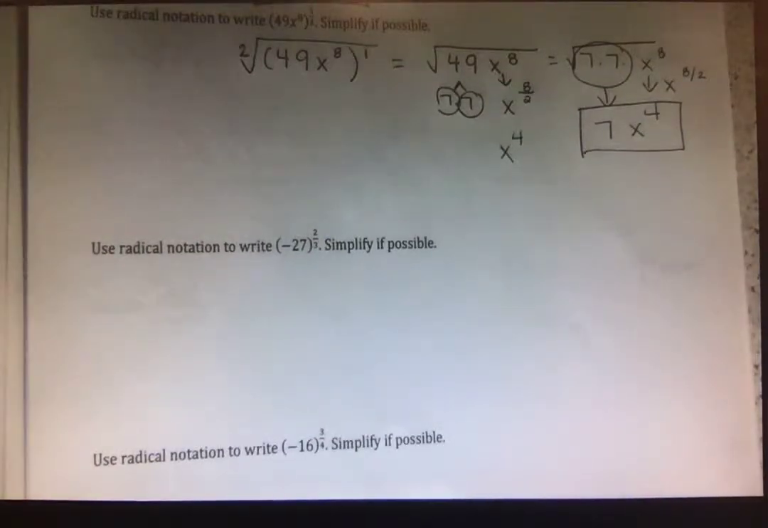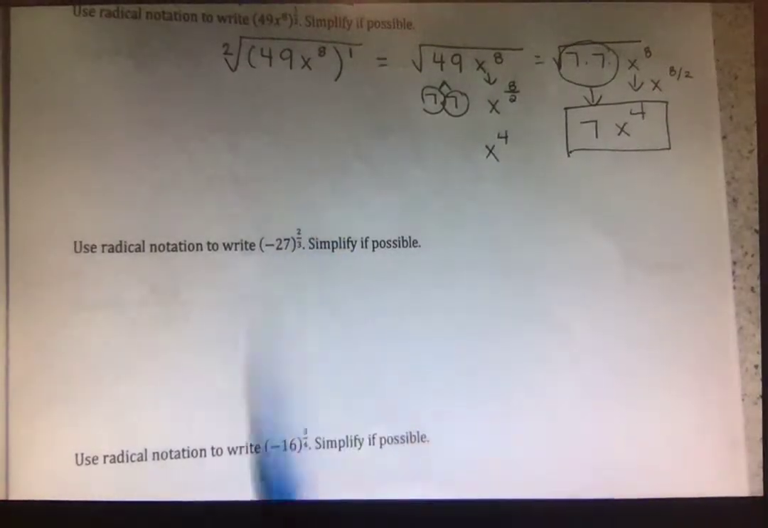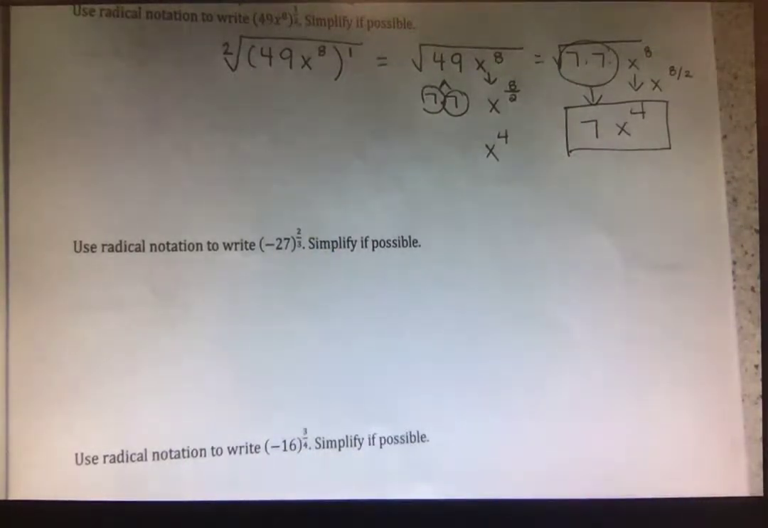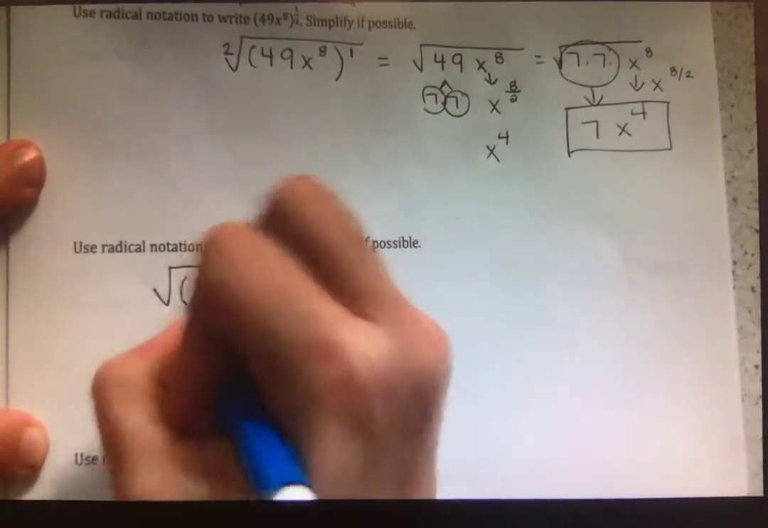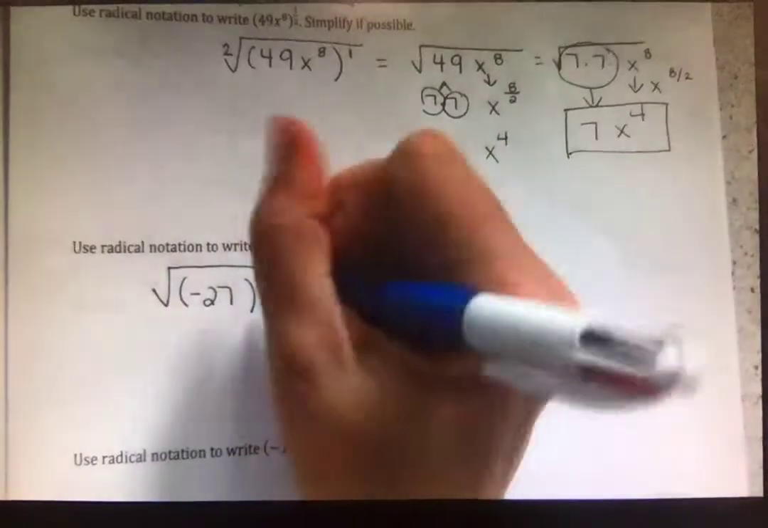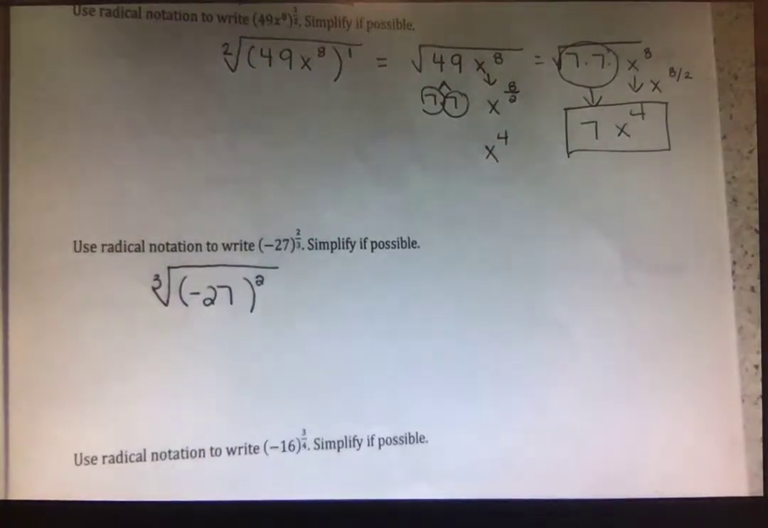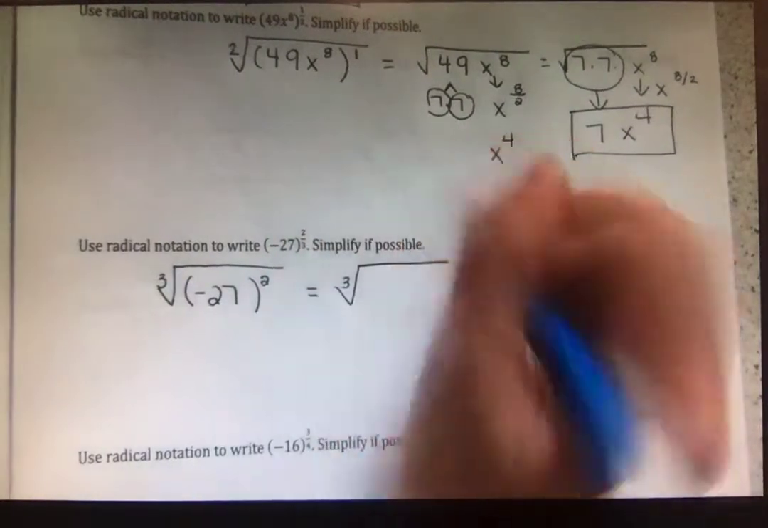Same thing for the next one, using radical notation to write -27 to the 2/3 power. So because this -27 is in parentheses, that means everything has that 2/3 power applied to it. It's a fraction exponent, so we know it's going to be a radical. -27 is our base, so it's going to stay our base. Power of 2, 3 is on the bottom, so it's going to become our root. So we have the cubed root of -27 squared.